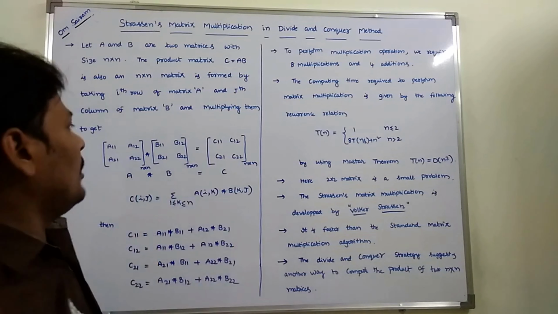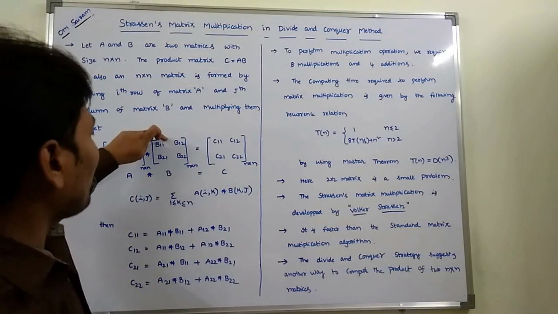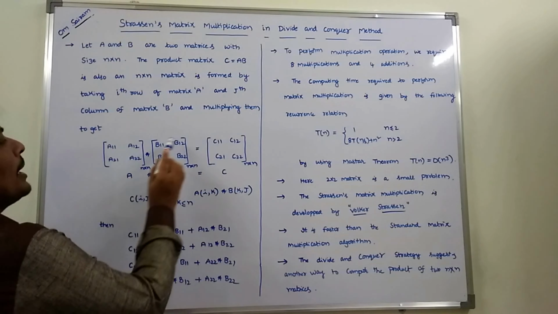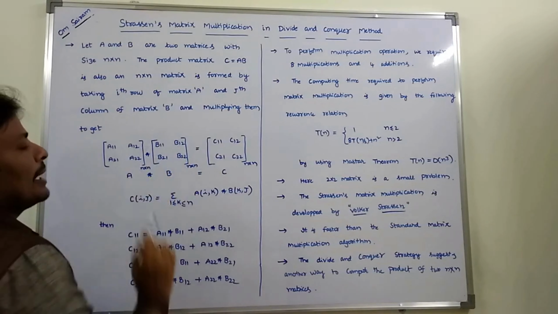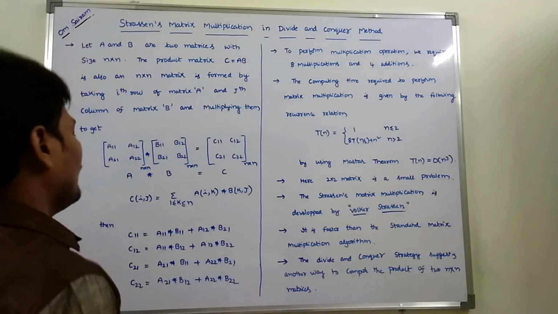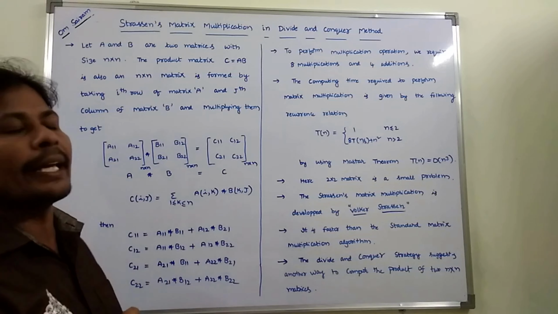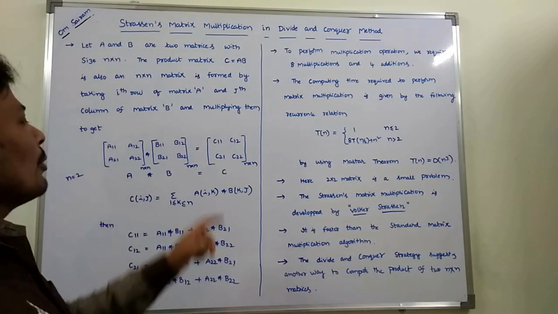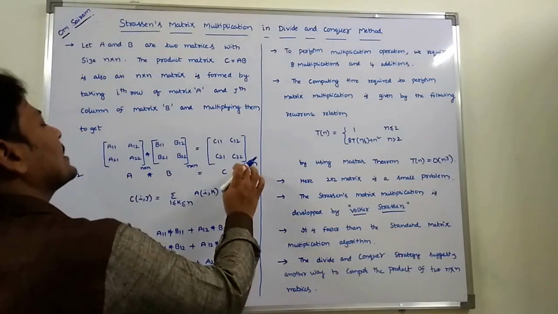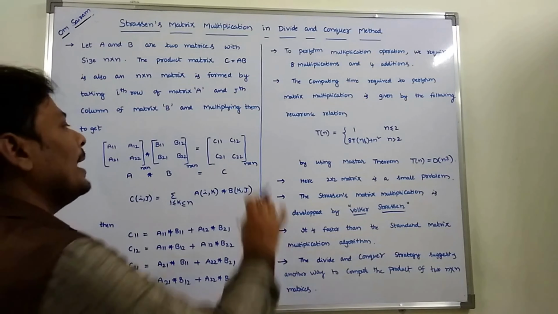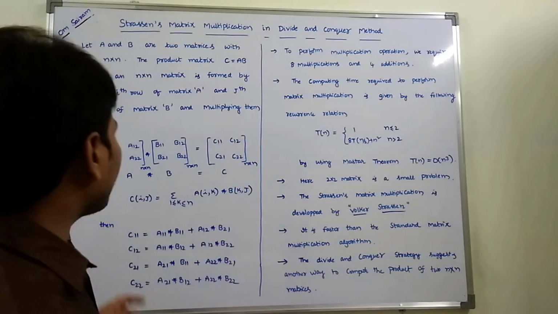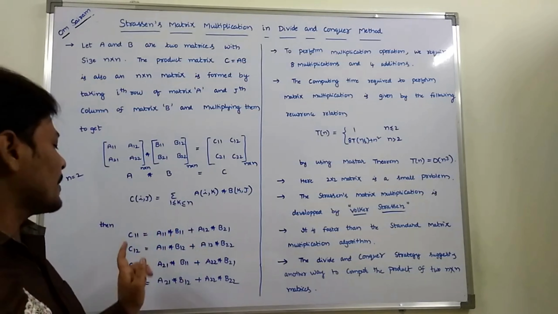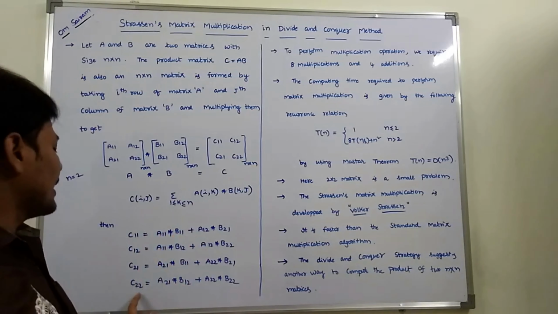How can you get C21? That is A21 multiplied with B11 plus A22 multiplied with B21. Next, A21 multiplied with B12 plus A22 multiplied with B22. In this way, we find the multiplication of two matrices A and B with size n equal to 2. Then we get the resultant matrix C with the size n by n, where n is equal to 2. The elements in the resultant matrix C are calculated by using this formula. Then we get these values: C11, C12, C21, C22.